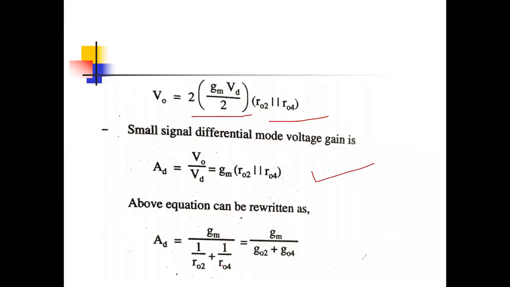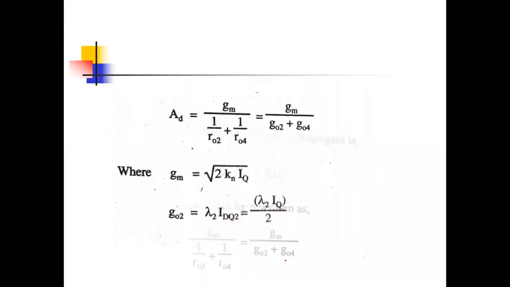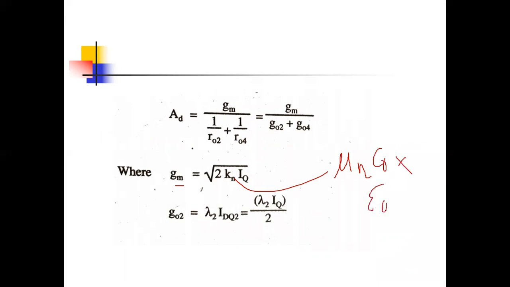ro2 parallel ro4 we can write as 1 upon (1 upon ro2 plus 1 upon ro4). And remember, 1 upon ro2 is your g02, and 1 upon ro4 is your g04. Now gm is your transistor parameter. The expression for this is under root of 2 Kn I2. Kn is your mu n into Cox. mu n is the electron mobility. Cox is your oxide capacitance. The value of Cox is epsilon ox upon tox, the oxide permittivity divided by the thickness.